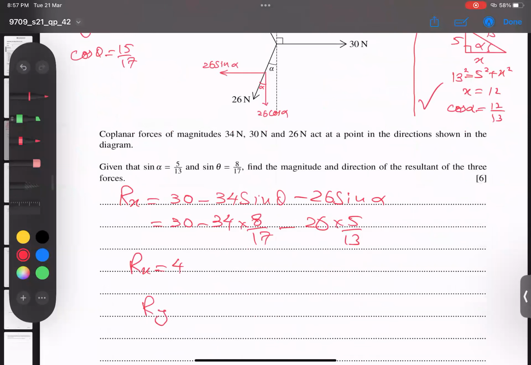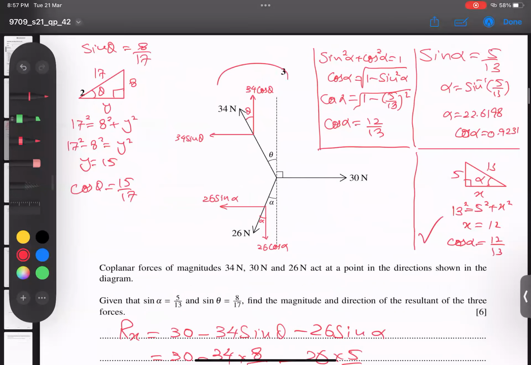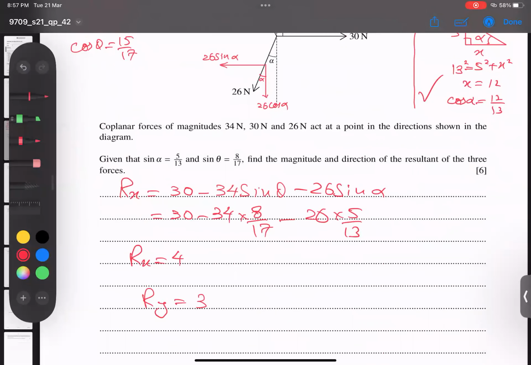What is Ry? All of us are familiar with that. For Ry, we deal with upward force as positive and downward force as negative, and no other component we have. So let's start. First 34 cos theta, minus this force down, 26 cos alpha.